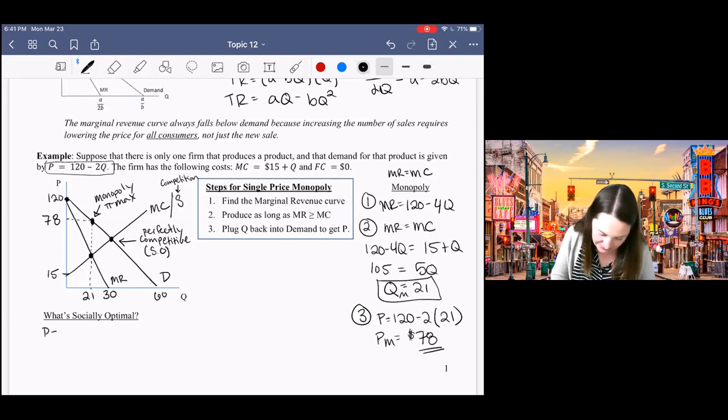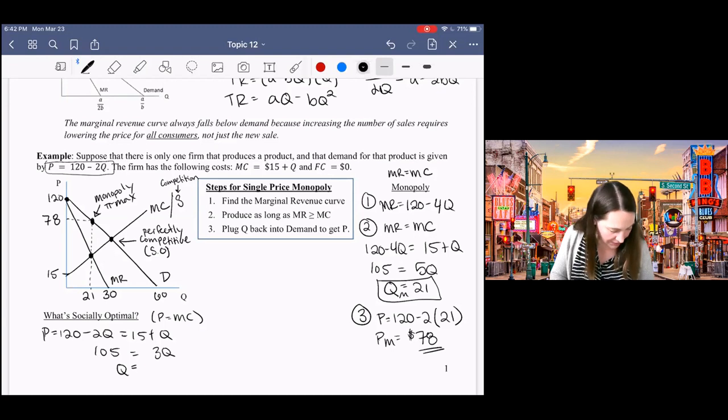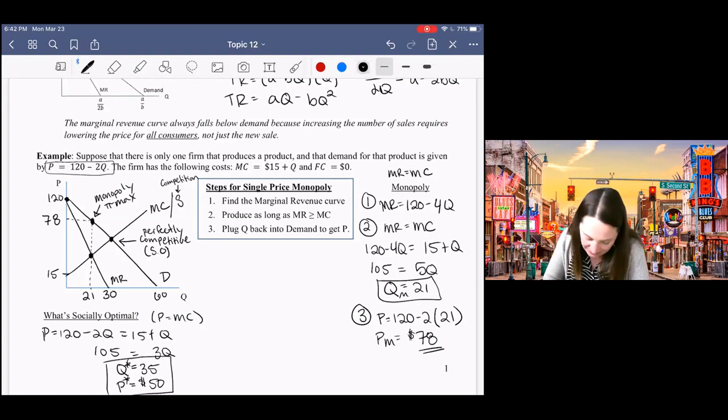We just set price, that's our demand curve, equal to marginal cost. And then we can solve for our quantity. And this gives me a quantity of 35. And then if I plug that back in, I'll see that the price is 50. So I can put that on my graph now. We've got 35 and 50.